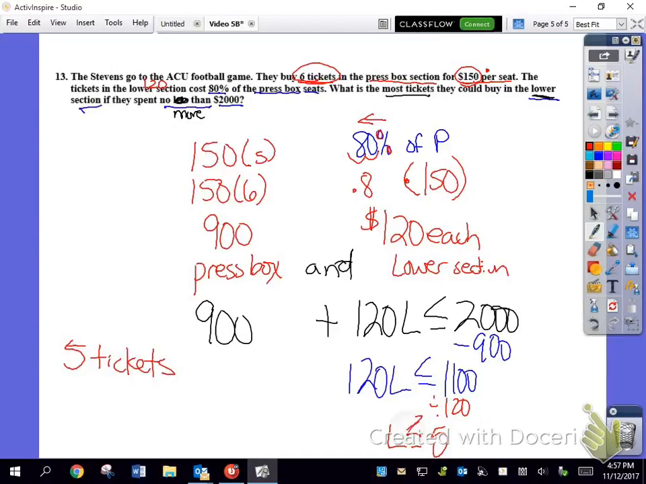And see, this looks like an L. So 5 tickets or less. Okay, 5 tickets or less. So if they just want to buy 4 tickets, that'd be great. They won't go over their limit of 2,000. And that's how you solve multi-step inequalities.